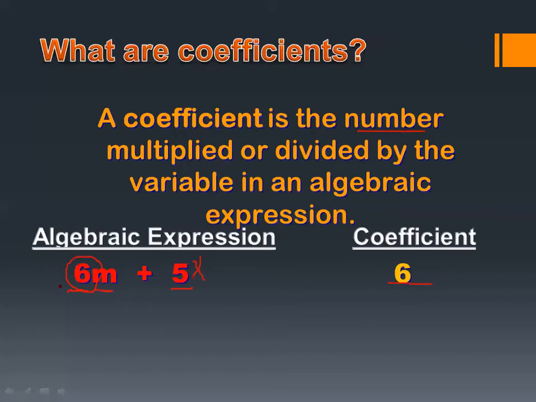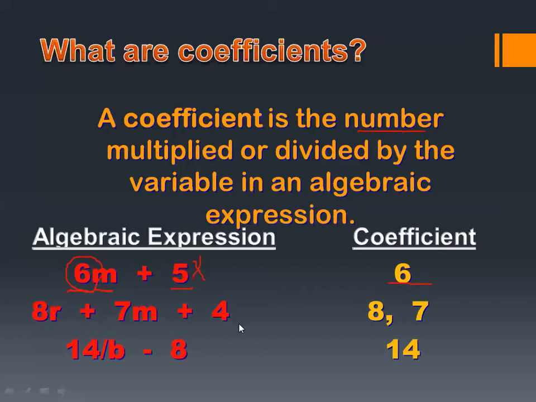So here your number 6 will be the coefficient. Okay, so what is a coefficient? Any number that is multiplied or divided with your variable. Next, here you have 8r plus 7m plus 4. Nothing is written between 8 and r, so it means they are multiplying with each other. Any number that is multiplied or divided by the variable is called a coefficient. Here 8 is a coefficient because it is multiplied by the variable r. 7 is a coefficient because it is multiplied by the variable m. So here the coefficients are 8 and 7, but not 4. Why? Because 4 is not multiplied or divided by any variable.